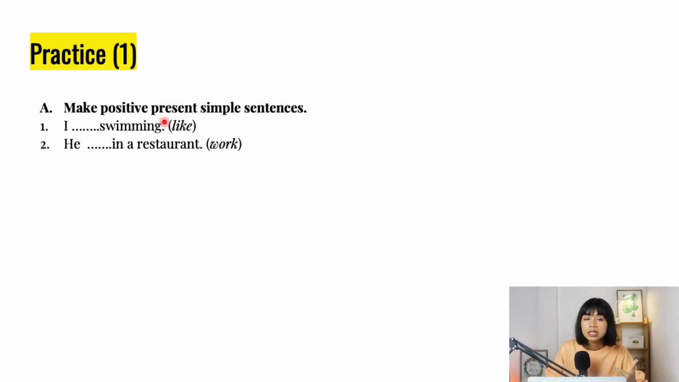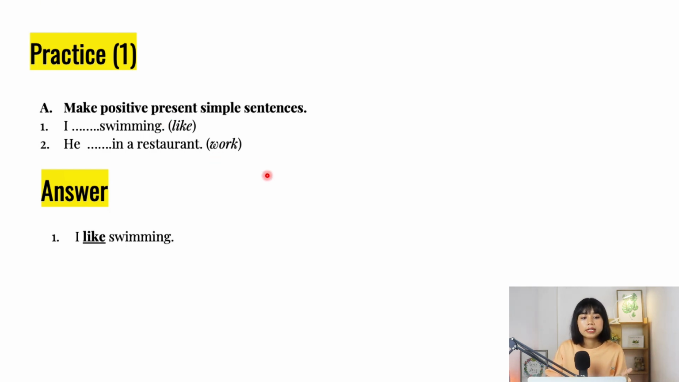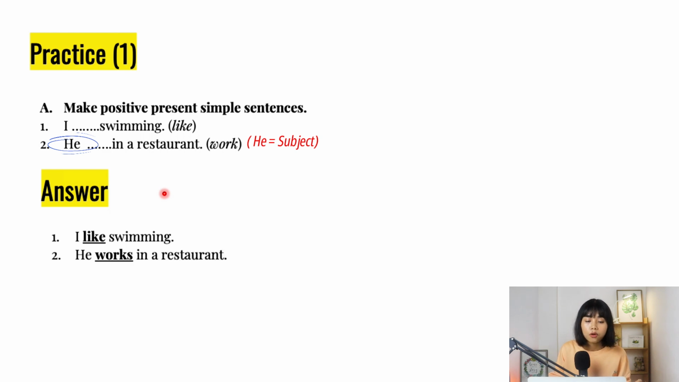So here's the correct sentence. I like swimming. Very good. In the second sentence, let's find out what is a subject. He. So what kind of verb do we use? Yes, it's not a base form. You need to add s, es, or ies to the verb. So in this case, work, we add an s to it. So the correct answer is he works in a restaurant. Very good.